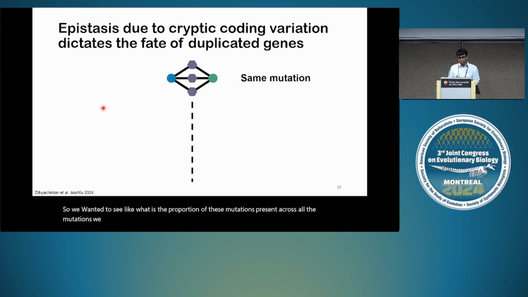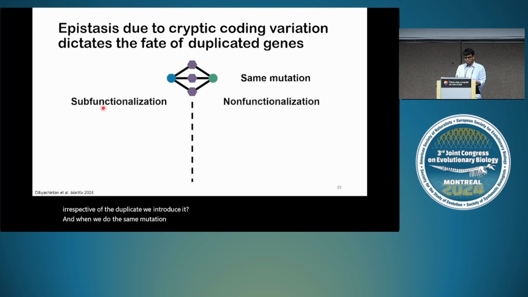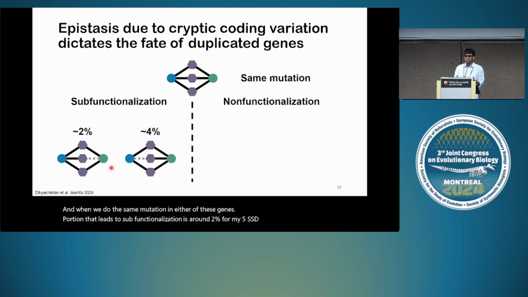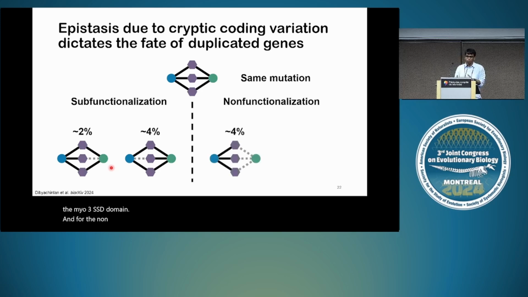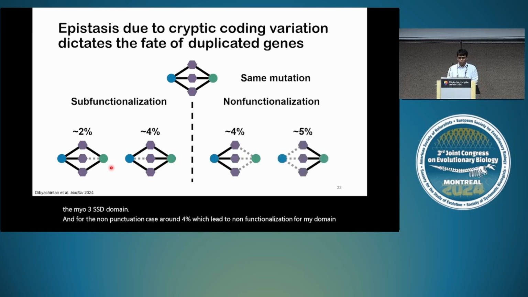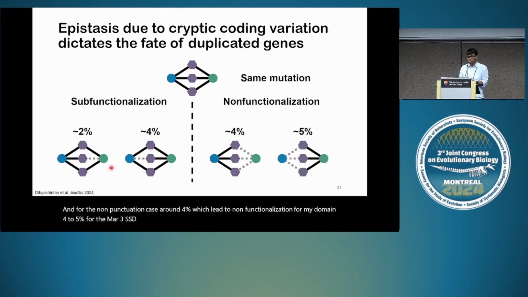Around 30% of mutations kill all the interactions irrespective of the duplicate we introduce them in. And when we do the same mutation in either of these genes, the proportion that leads to subfunctionalization is around 2% for the myo5 SS3 domain and around 4% for the myo3 SS3 domain. And for the non-functionalization case, we have around 4% for the myo5 SS3 domain and around 4 to 5% for the myo3 SS3 domain. So almost 15% of mutations have very different effects when introduced in either domain.